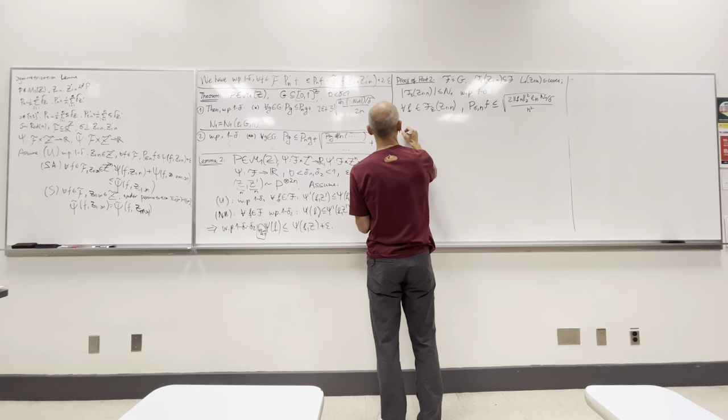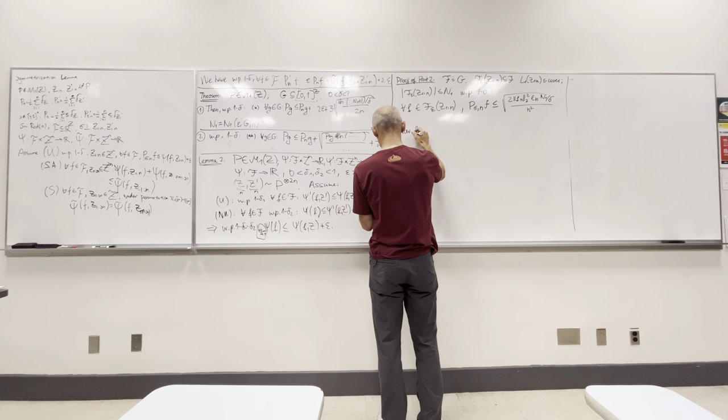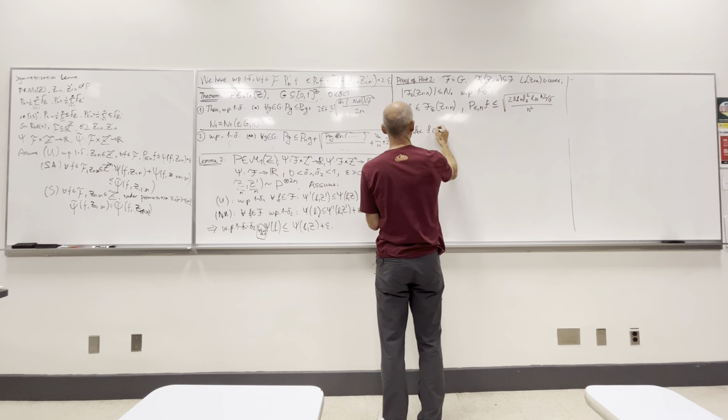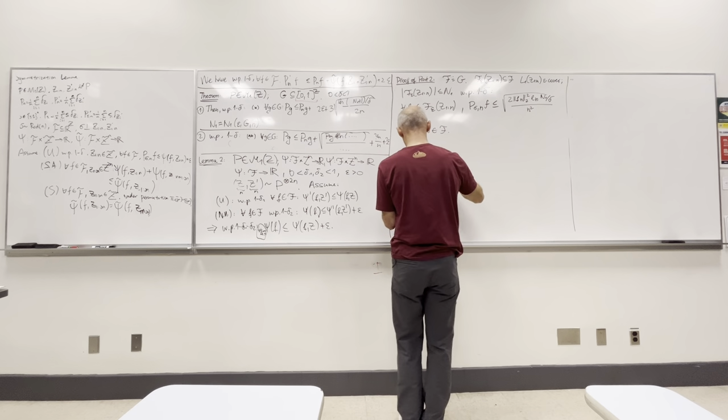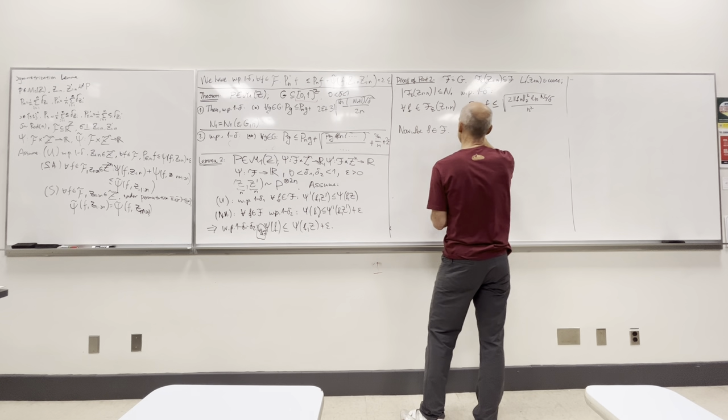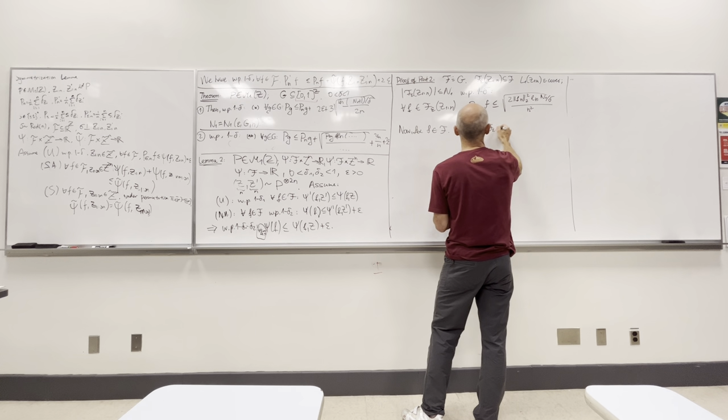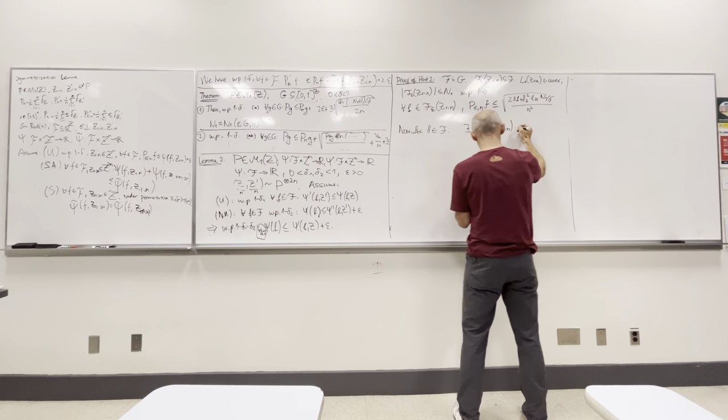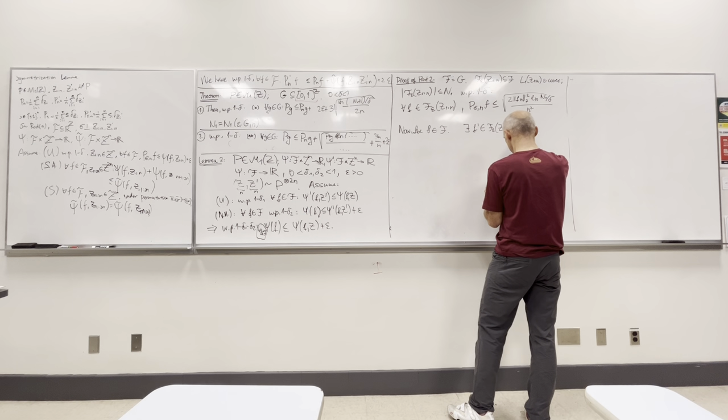So now fix f. Because we have this random cover that exists in F prime, it's the same step as before, except that we're going to do this.